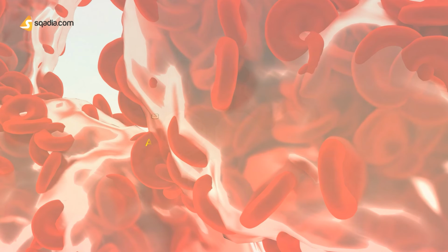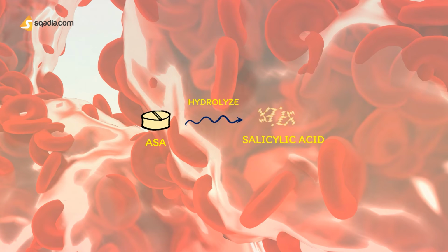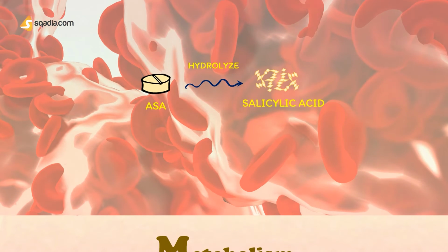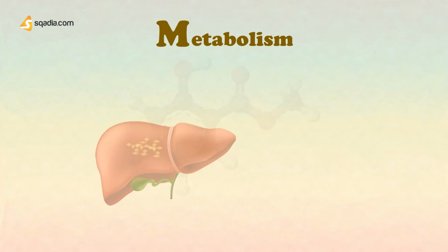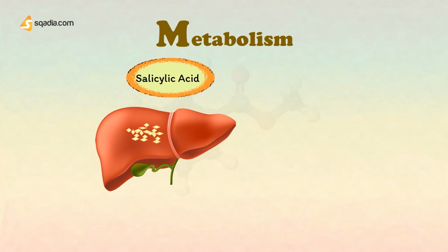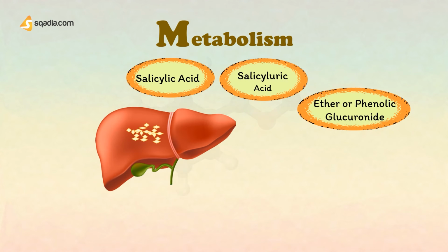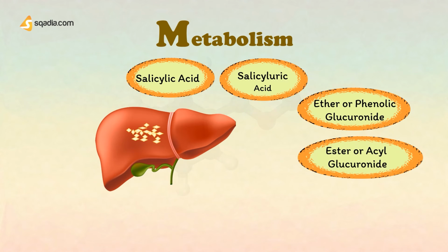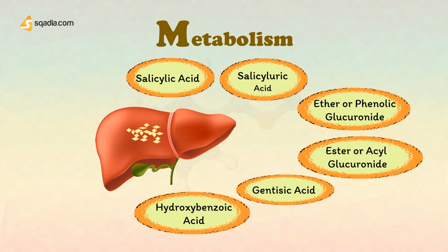Salicylate is mainly metabolized in the liver, although other tissues may also be involved in this process. The major metabolites of acetylsalicylic acid are salicylic acid, salicyluric acid, the ether or phenolic glucuronide, and the ester or acyl glucuronide. A small portion is converted to gentisic acid and other hydroxybenzoic acids.